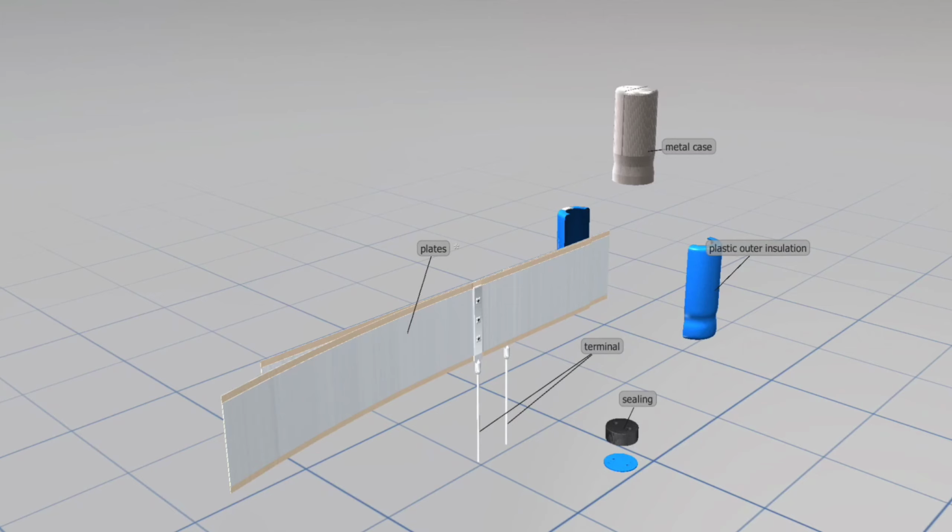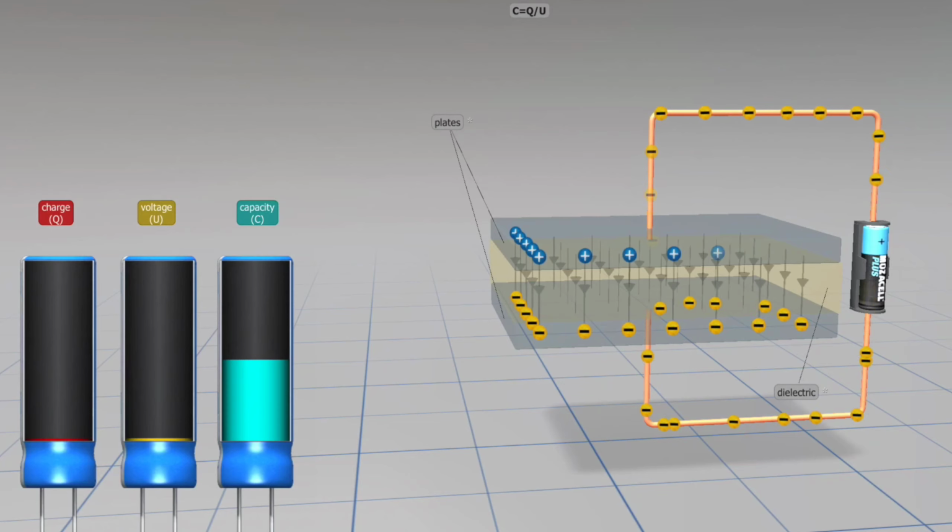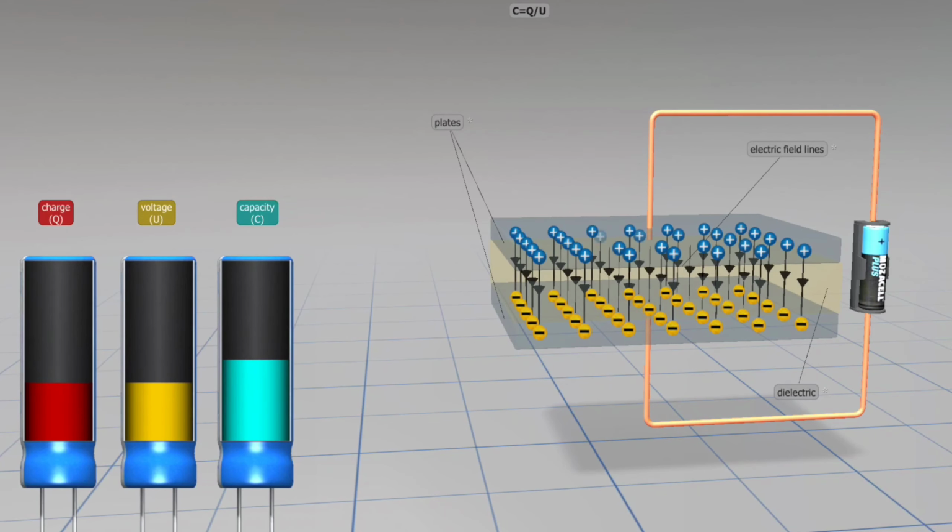Its role is to separate the electrodes and increase the capacitance of the capacitor, that is, the amount of electric charge the capacitor can store. The capacitor is charged using electric power. During this process, negative charges leave one electrode and migrate to the other. Because of the charge difference, an electric field is formed between the two electrodes.